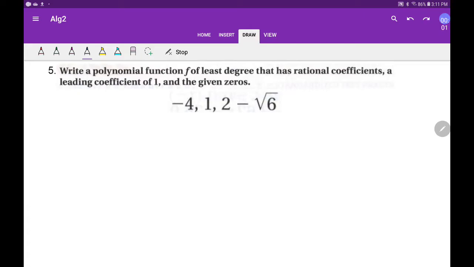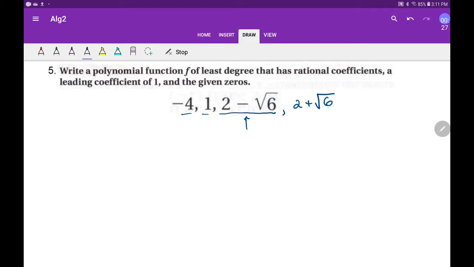Write a polynomial function f of least degree that has rational coefficients, nothing like the square root of 3, and leading coefficient of 1, and the given zeros. So the given zeros, I have 1, 2, 3 given zeros, but I know that this one has a conjugate that has to come along.